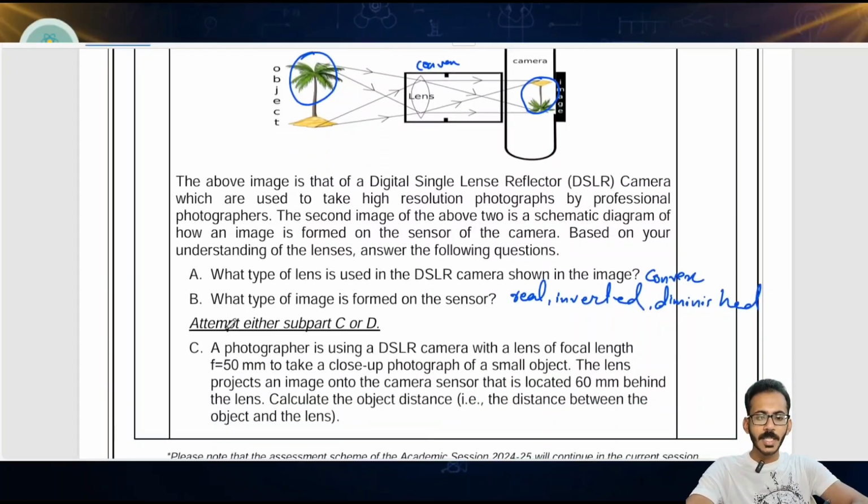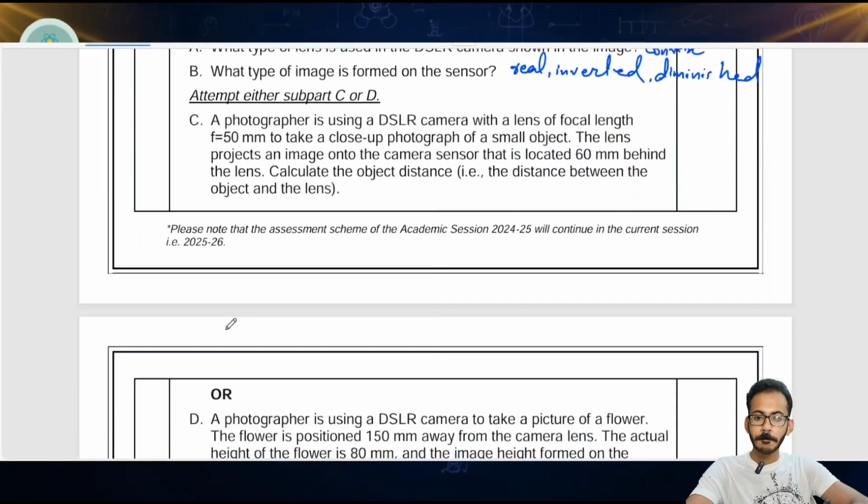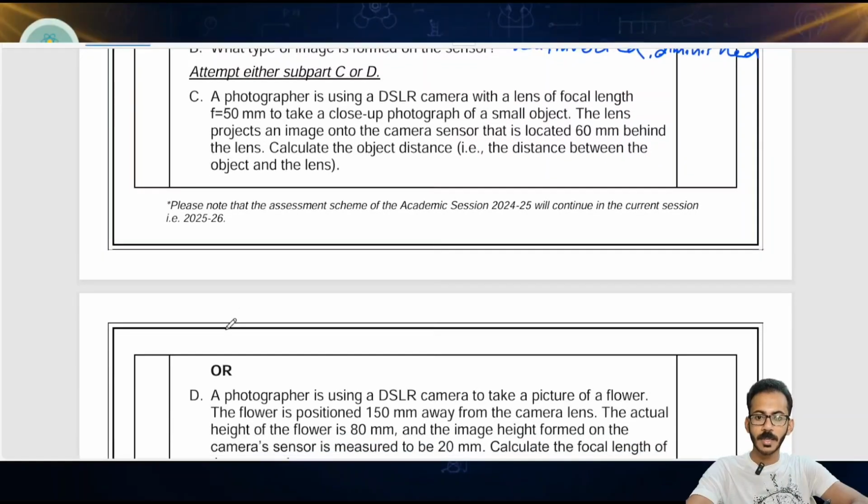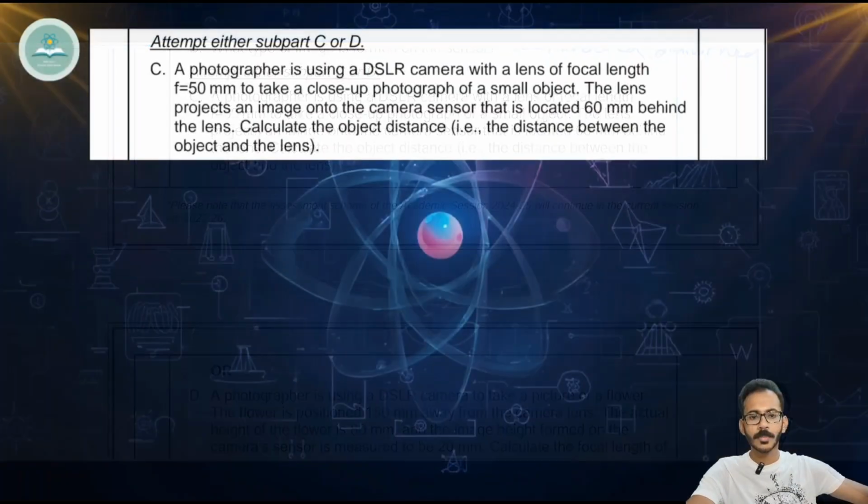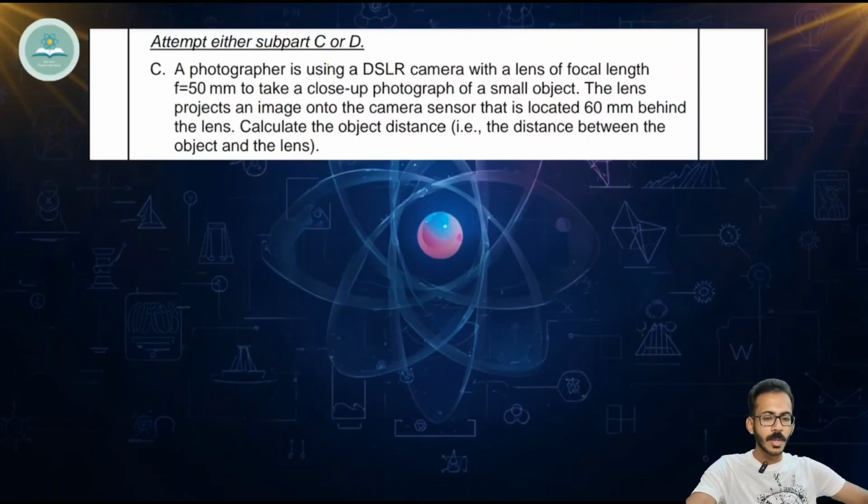Next question is attempt either C or D. It's an optional question as we have seen now. So it requires some space. Let's take these questions to the slide. We'll solve it there. A photographer is using a DSLR camera with a lens of focal length 50 millimeter. So the focal length is 50 millimeter.